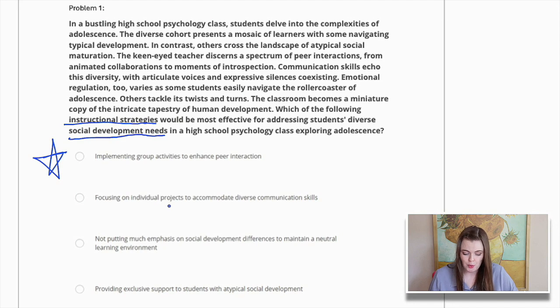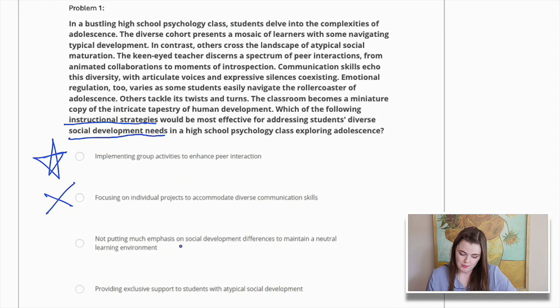Focusing on individual projects to accommodate diverse communication skills. Now, this is always nice for our students who maybe struggle with social interactions. However, it's not really improving their social interaction. Remember, we're trying to get them to develop socially. So I wouldn't say that this is a good answer choice.